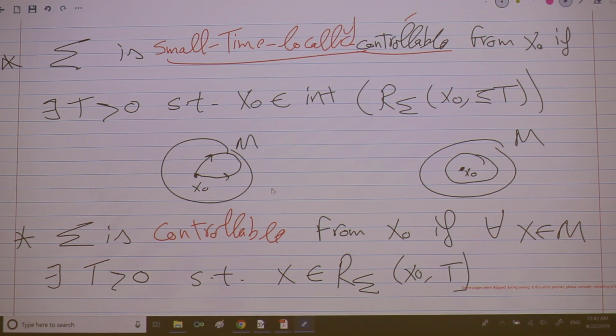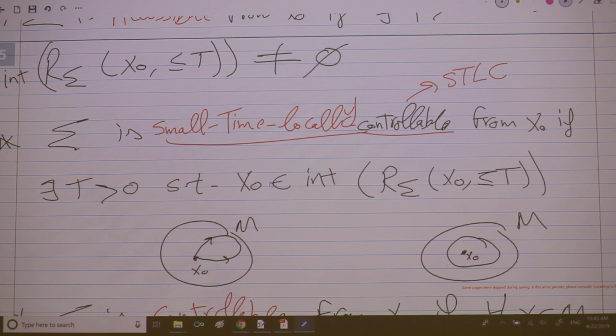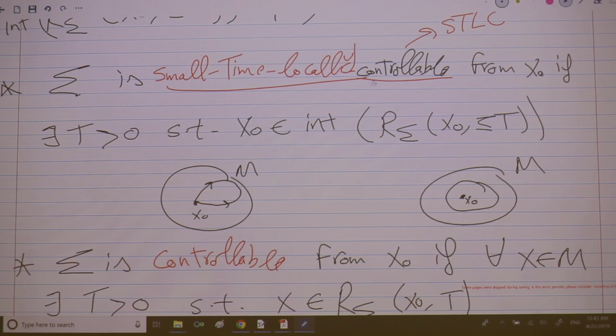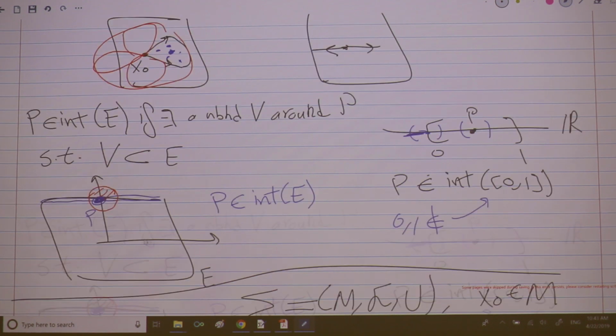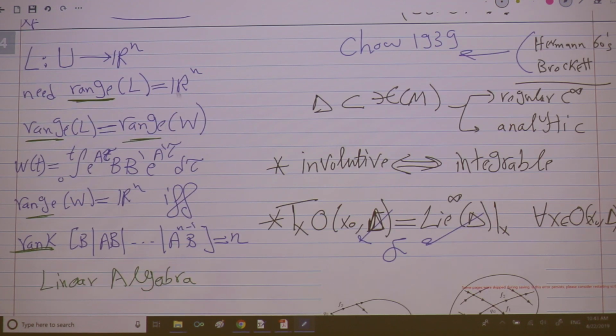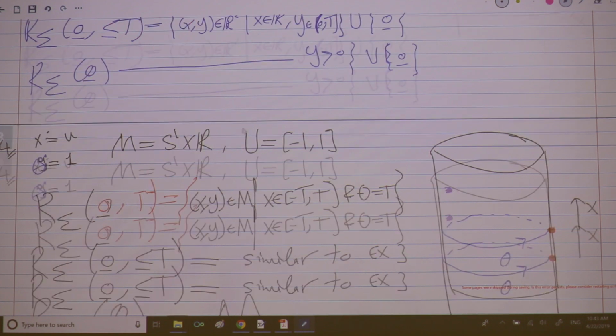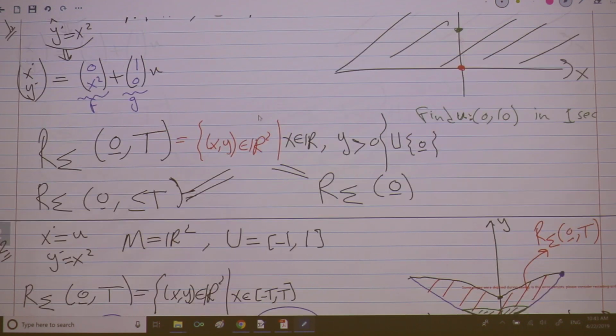With these definitions in mind, we have just three definitions now. Accessible means what? I have non-empty interior, X naught may be on the boundary. STLC, small time locally controllable, I can go all around, X naught is in the middle. Controllable, that I can reach any point eventually, okay? So let's now apply these definitions to the four examples that we created. Today we established reachable sets for 4 examples, right?